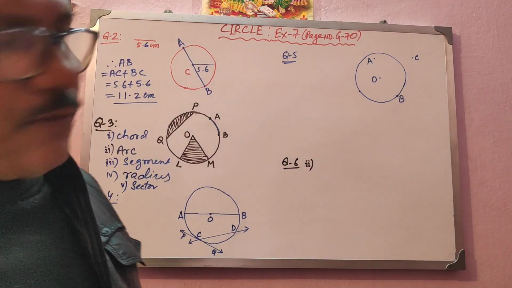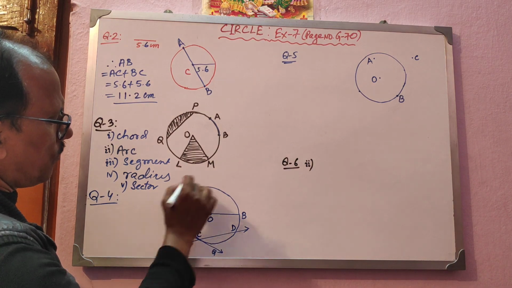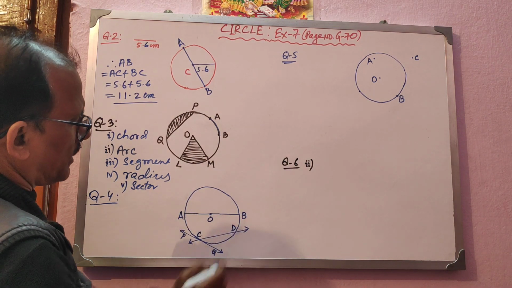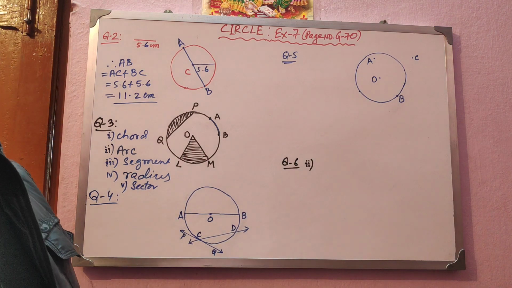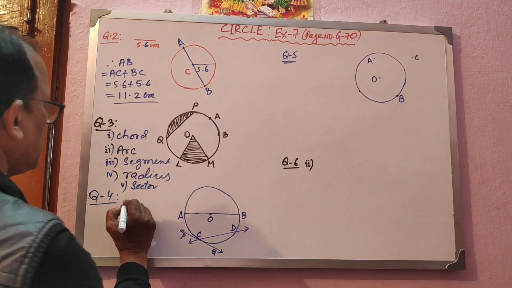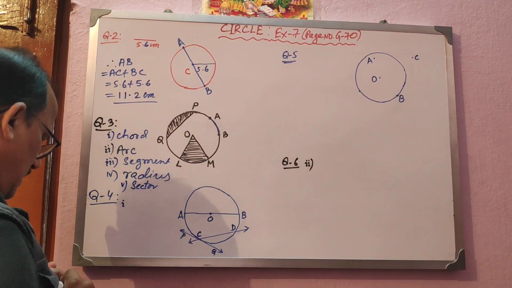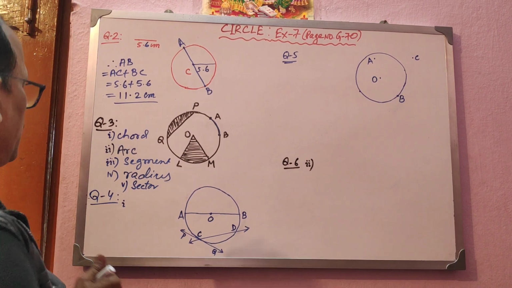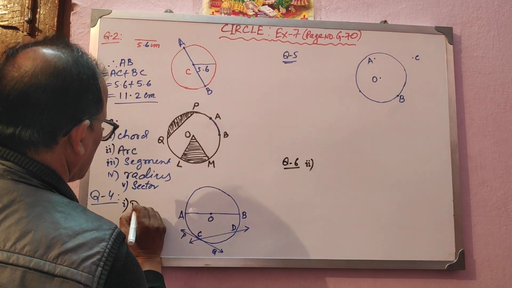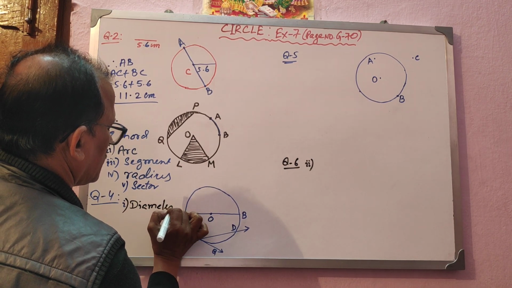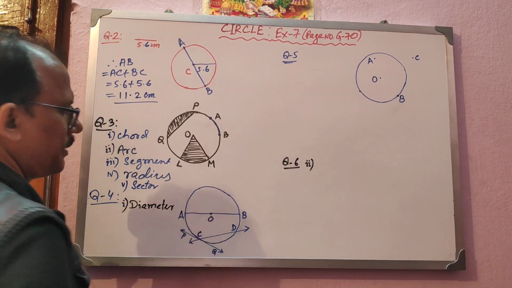Now moving on to question number 4. I have drawn the figure once again, the circle. O is the center. AB is the diameter. Now let us answer the question. The line segment AB is called the diameter. Yes, it is the diameter of the circle. So line segment AB is the diameter of the circle.